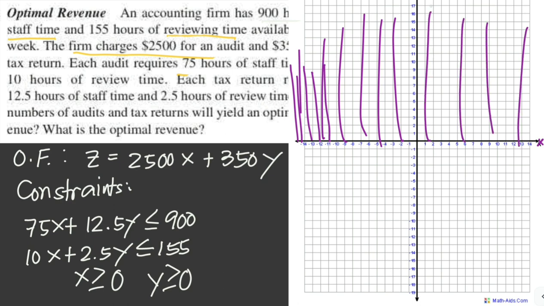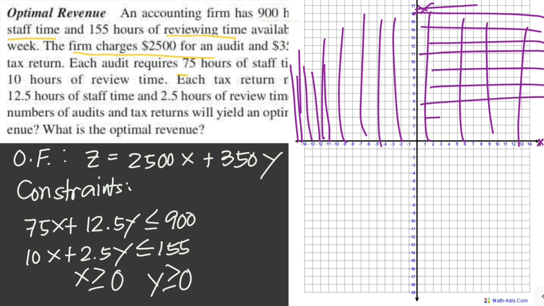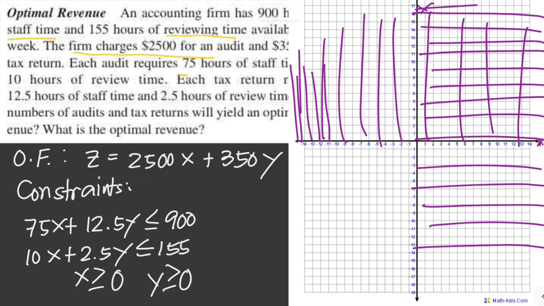Then y greater than or equal to 0. So this is our y-axis. So all of the values, including y, positive values. Then we graph this one, 75x plus 12.5y less than or equal to 900.